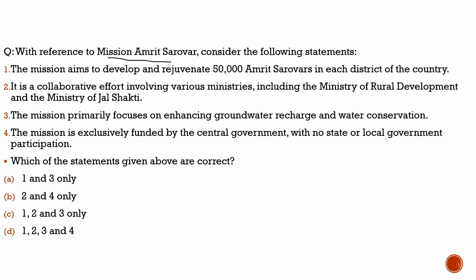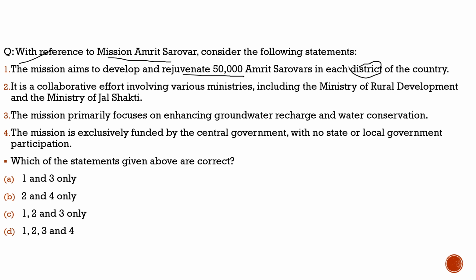So let's see what Amrit Sarovar is about. Here the question says, with reference to Mission Amrit Sarovar, consider the following statements. First statement: the mission aims to develop and regenerate 50,000 Amrit Sarovars in each district of the country. Overall, in the country, it is talking about 50,000 Amrit Sarovars, not in each district only, but overall across all the districts in the country, to develop and regenerate 50,000 Amrit Sarovars.